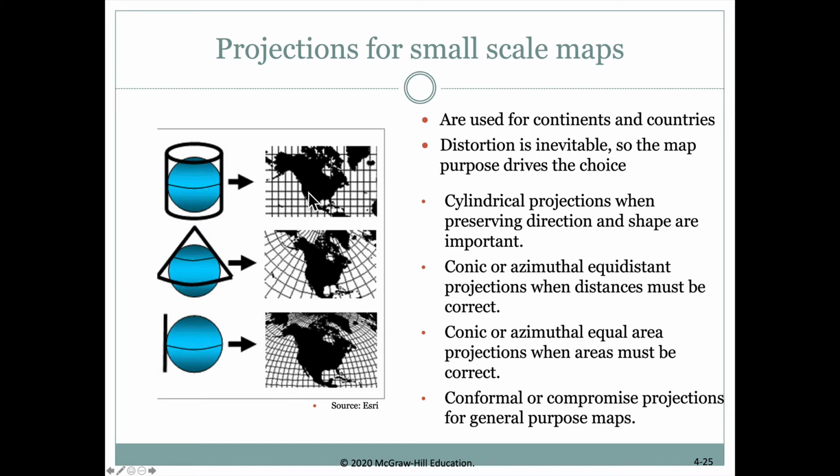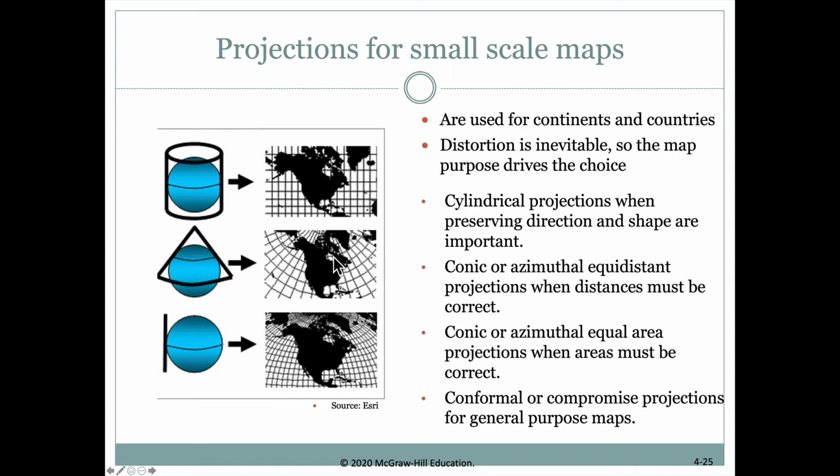For example, with the cylindrical projection, we can preserve direction on this map so that a constant bearing would appear as a straight line, and it also preserves the shape. So even though the size of, once again, Greenland might be much larger than it really is, the shape of the coastline is exactly how it would appear on a globe.